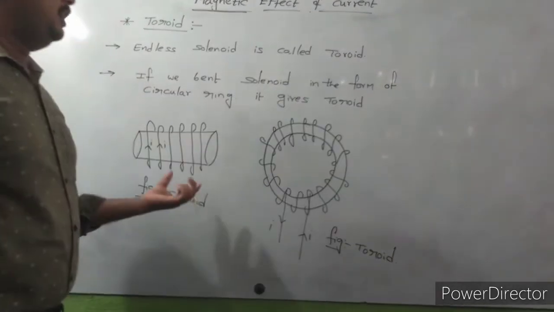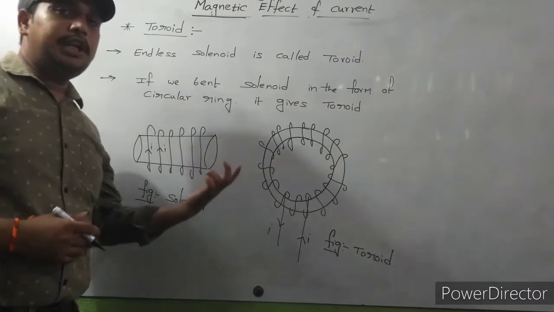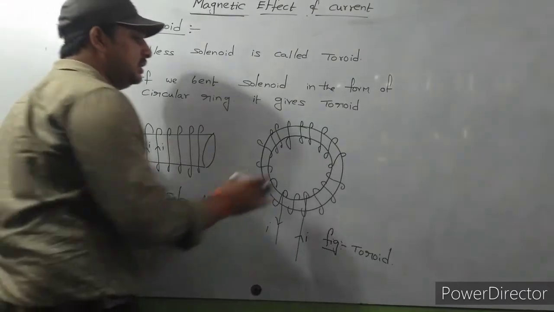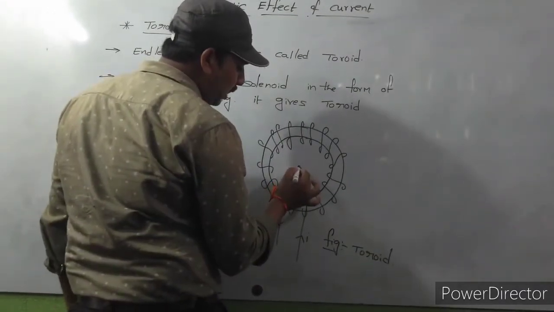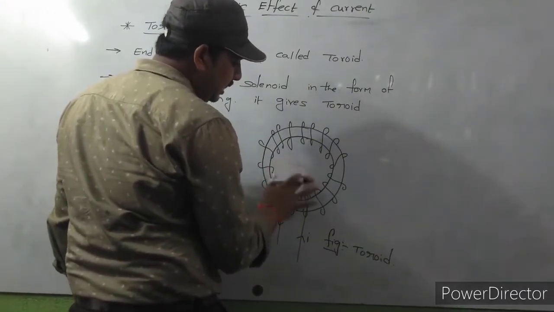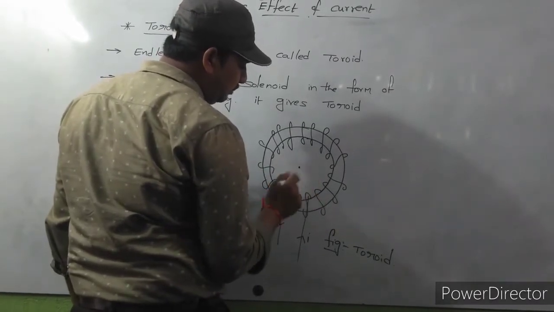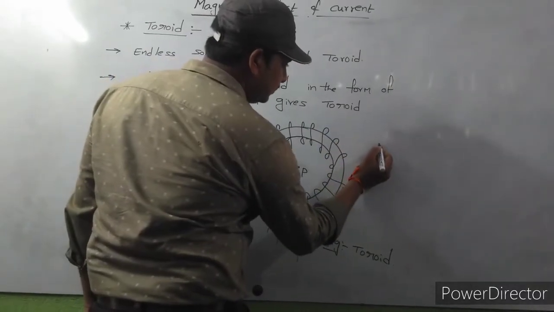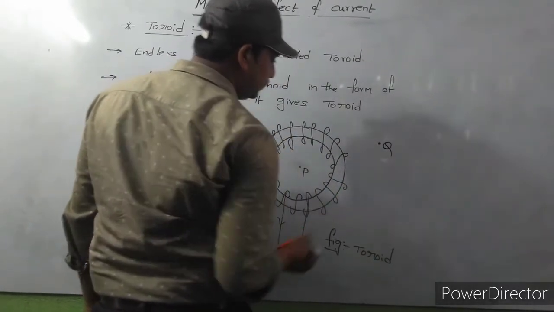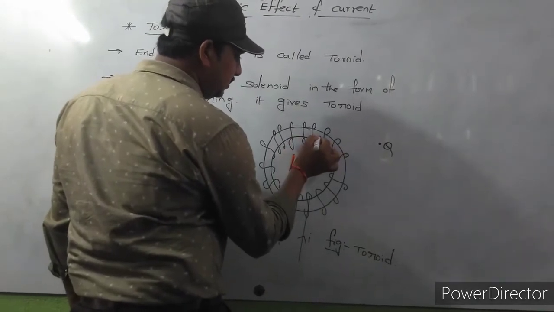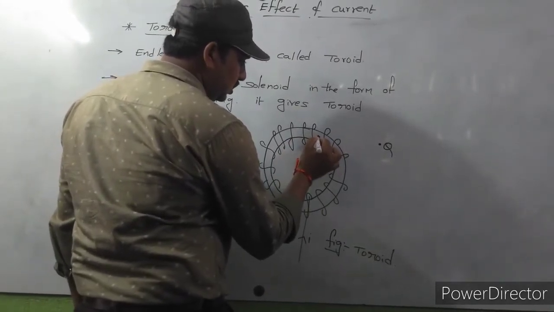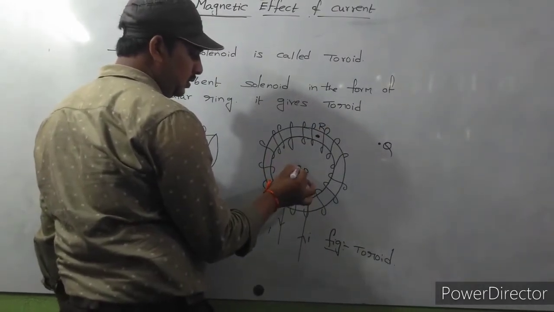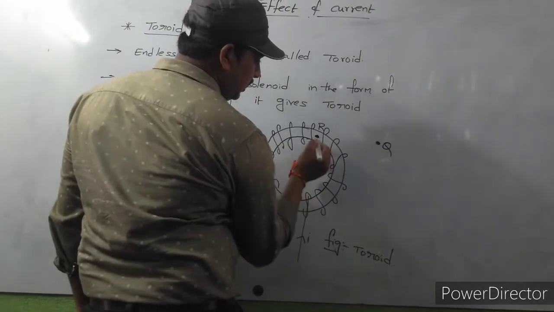What do we need to find here? We need to find the magnetic field due to this toroid. Here I consider 3 points. This is one point, and this is actually its center. This is P, and here it is some Q, and here at this place this is R.